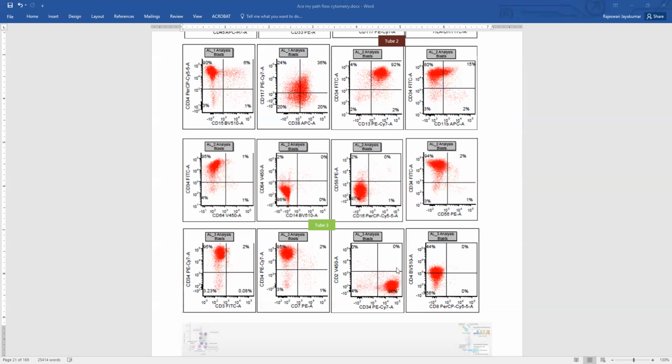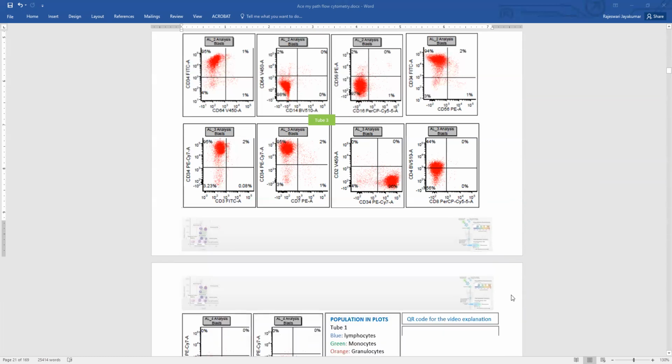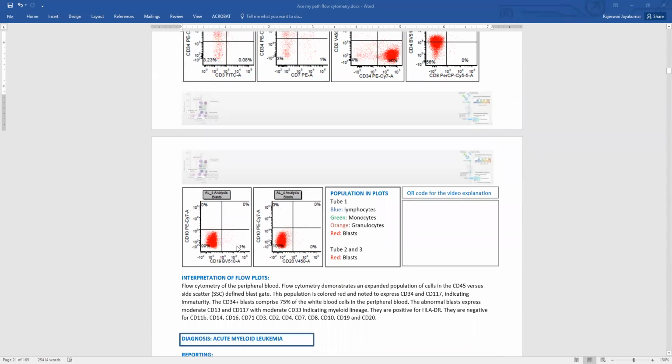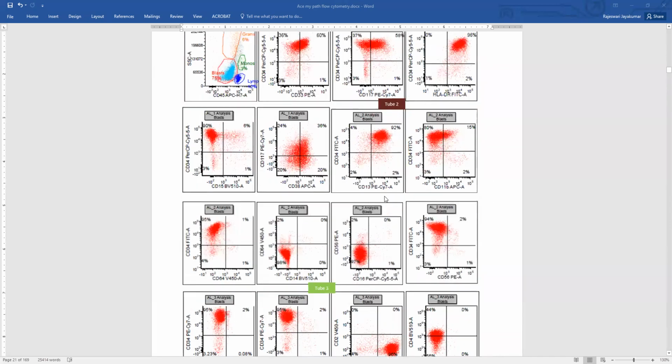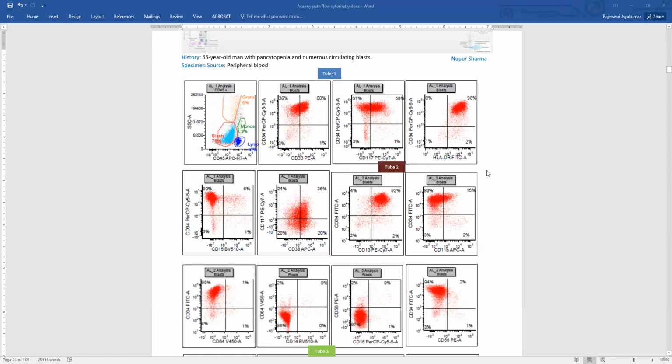Here the blasts are also negative for CD2, and CD8 is negative. Here we can say it is showing a partial dim expression. The blasts are negative for B cell markers CD19, CD20, and CD10. CD10 is commonly positive in B lymphoblasts, so that is also negative here. So this is a straightforward acute myeloid leukemia. We have 75% blasts.